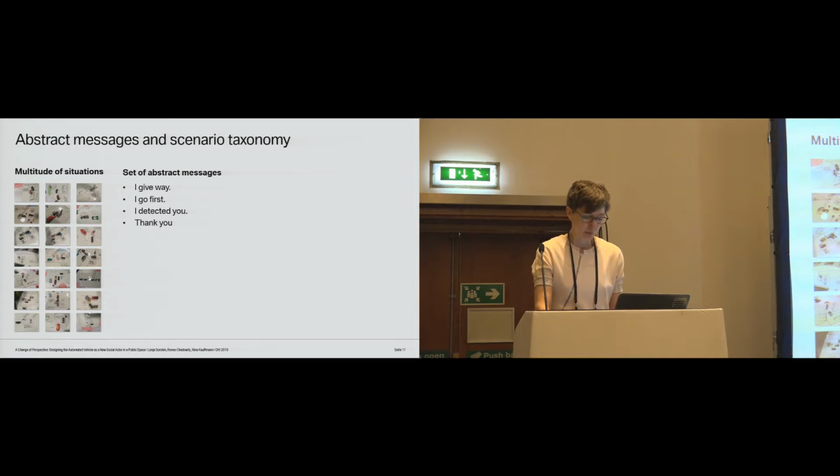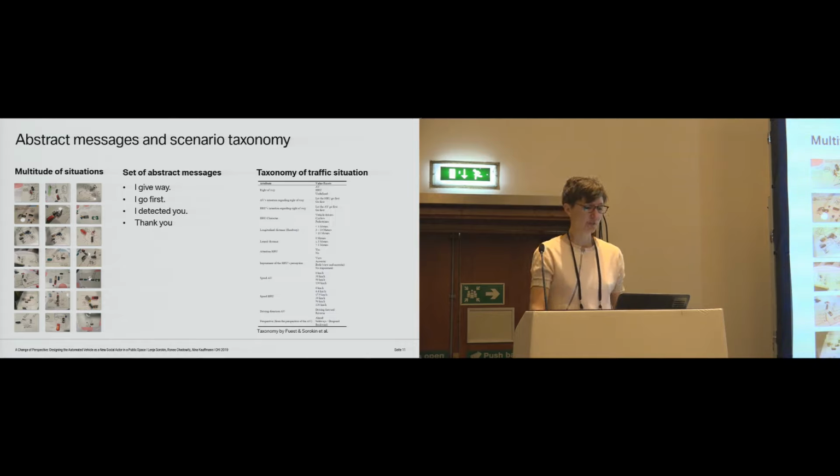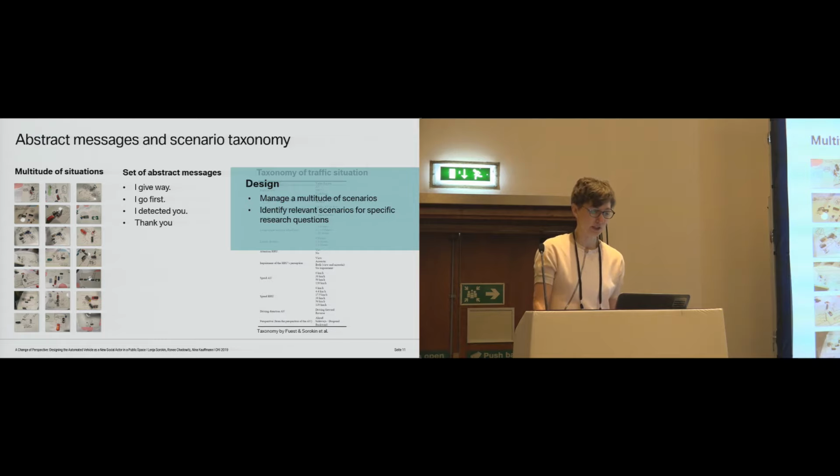And also we set up a taxonomy of traffic situations that included attributes like the right of way or the speed of an AV. This helped us not only to manage the multitude of scenarios for the concept work, but also to choose the right scenarios for specific research questions. Now we knew what to communicate and in which situations.